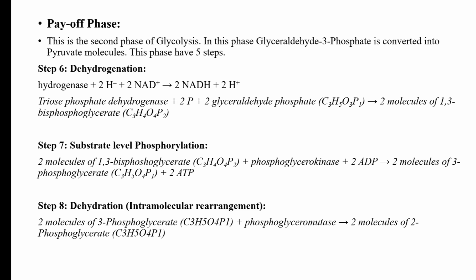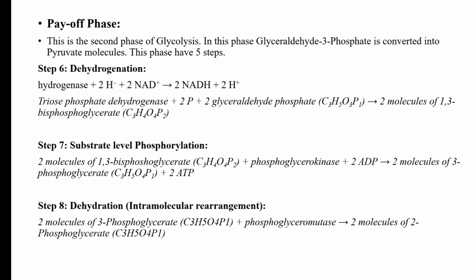Step 6. Dehydrogenation, where NAD+ gets reduced by hydrogen through the enzyme triose phosphate dehydrogenase and forms NADH, and also adds a phosphate, resulting in 1,3-bisphosphoglycerate. Step 7. Substrate level phosphorylation. Step 7 is the first step of the ATP yielding stage in glycolysis.